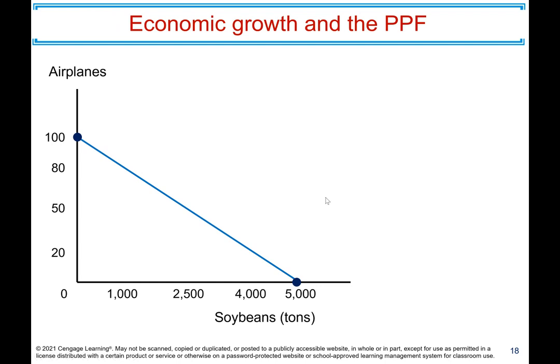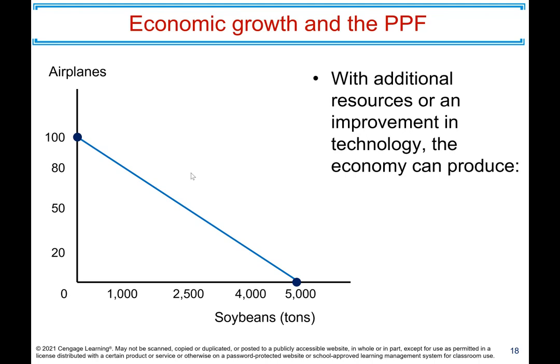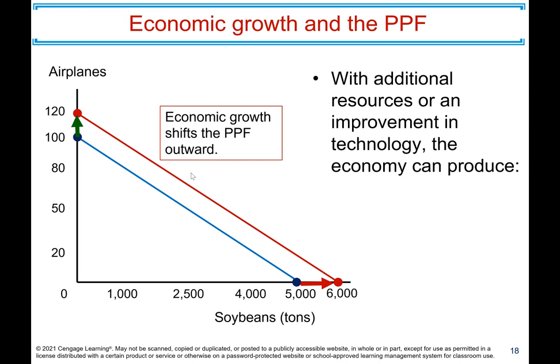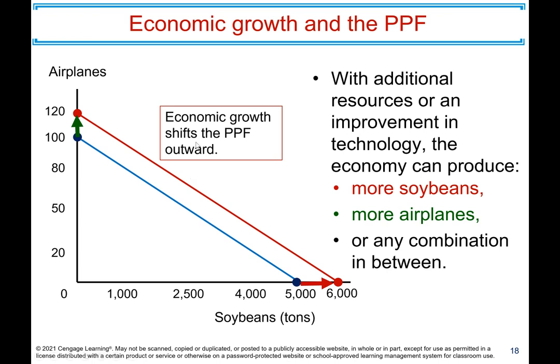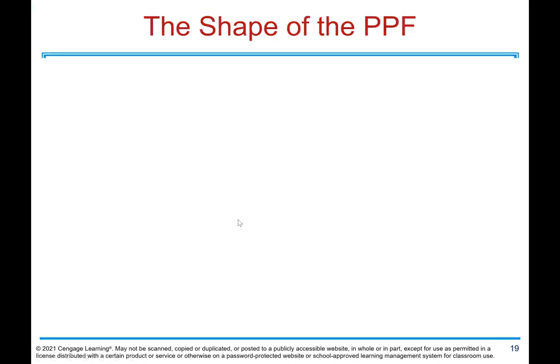Economic growth and the PPF. With additional resources or an improvement in technology, the economy can produce more. How do you show that? You show that by the rightward shift of the production possibilities frontier. Economic growth shifts the PPF outward to the right. That means you can now produce more airplanes and more soybeans, or more of any other combination in between.